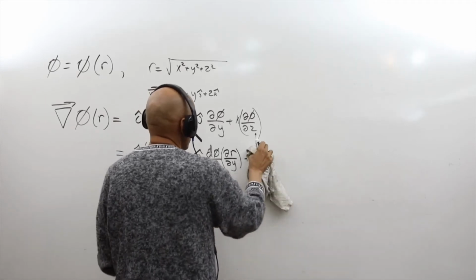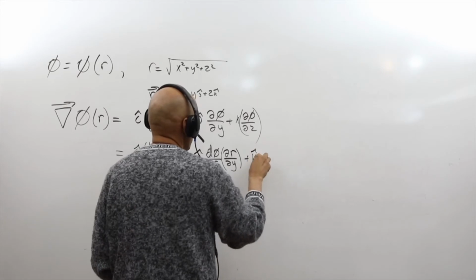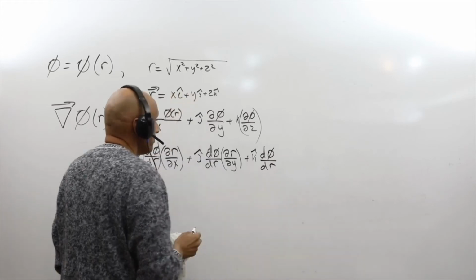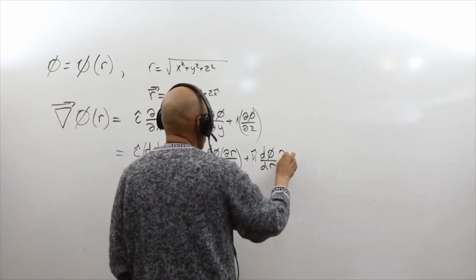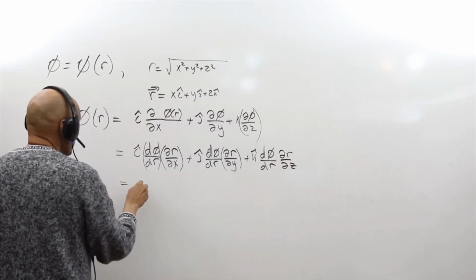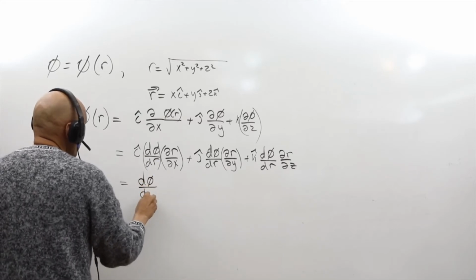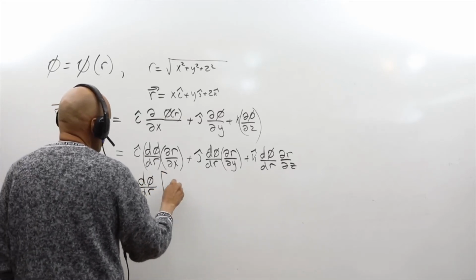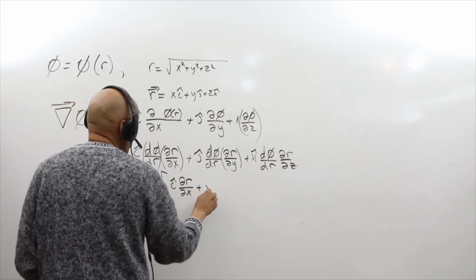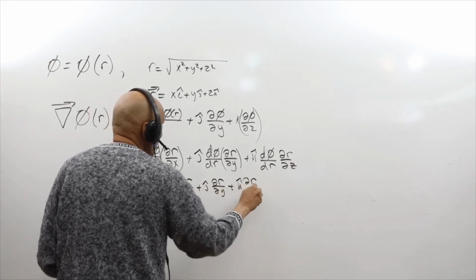And here is d phi dr times the partial of r with respect to z. And we can pull it out. So we're now left with the derivative of phi with respect to r, in parentheses, of the i vector partial of r with respect to x plus j partial of r with respect to y plus k partial of r with respect to z.